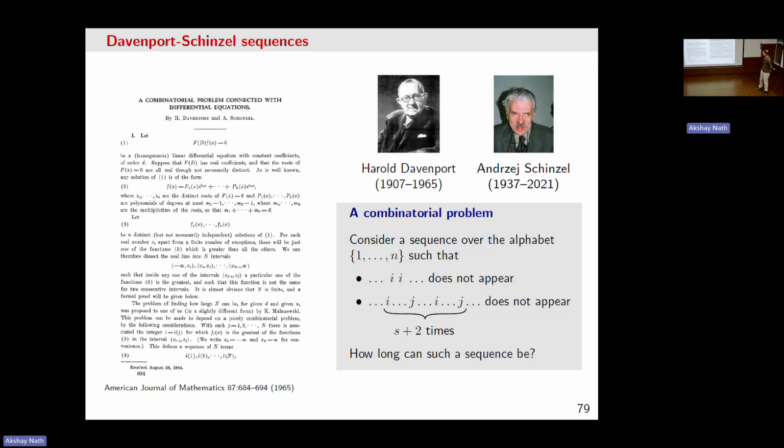These are named after Davenport and Schinzel. They wrote a paper that had something to do with differential equations, but one of the things that came up was this combinatorial question. Look at a sequence of the numbers 1 to n, so 1, 5, 3, 7, 3, 7, 5. You're only allowed to use n numbers.